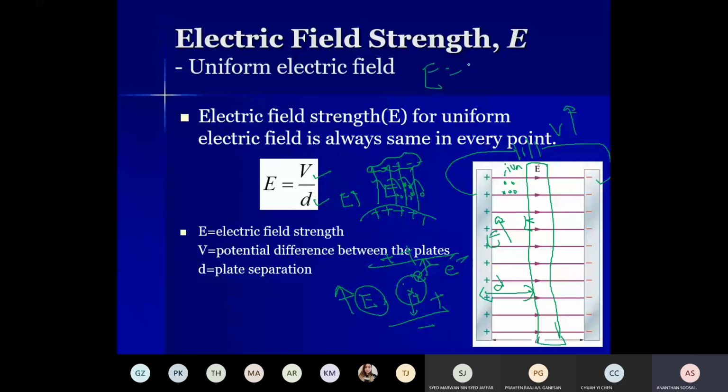Because when the field gets stronger, E equals F over Q, so F is QE. When the electric field strength gets stronger, the force exerted on the electron becomes very strong. So the electron is capable of coming out from the atom, which produces ionization.